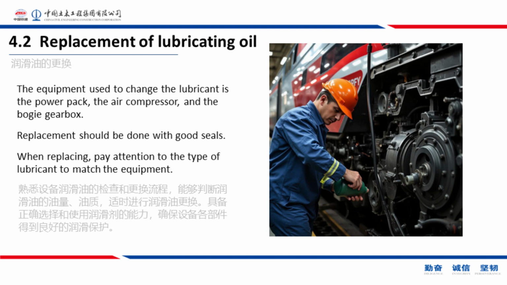PPT 39. 4.2 Replacement of lubricating oil. The equipment used to change the lubricant is the power pack, the air compressor, and the bogie gearbox. Replacement should be done with good seals. When replacing, pay attention to the type of lubricant to match the equipment.